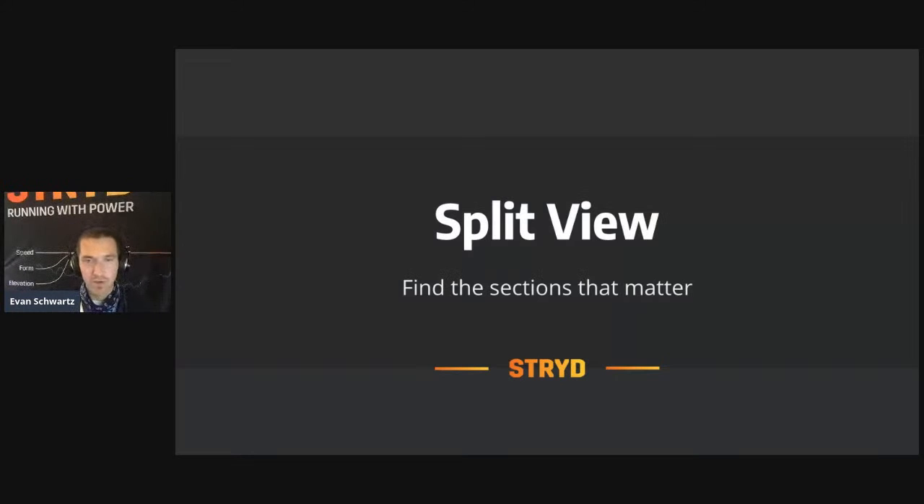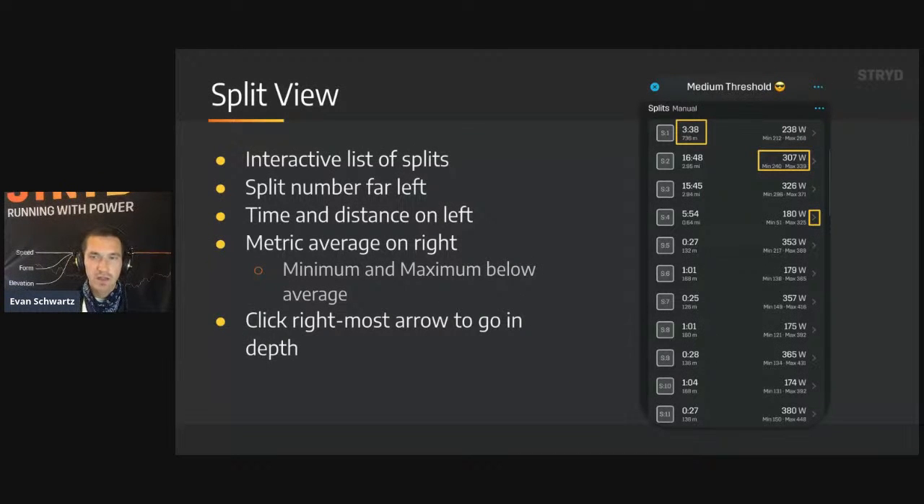Let's talk about the split view, and this is for finding the sections that matter in your post-workout view or your post-run view. You can scroll down on the normal post-run screen. So again, after your run is uploaded, go to the calendar page in your Stryd mobile app. You can click on an activity. Always remember to tag your activities. Yesterday's webinar talking about insights talked all about how important it is to tag your activities. Click on the activity after you've tagged it, and then scroll down past the first graph that you're dropped into. You'll see the split view.